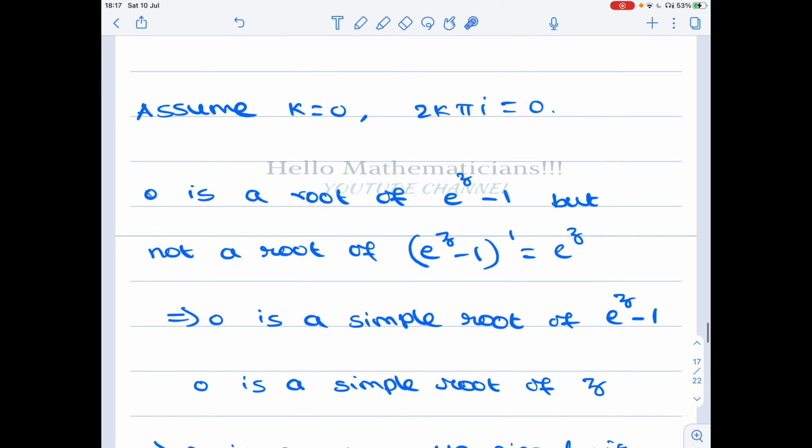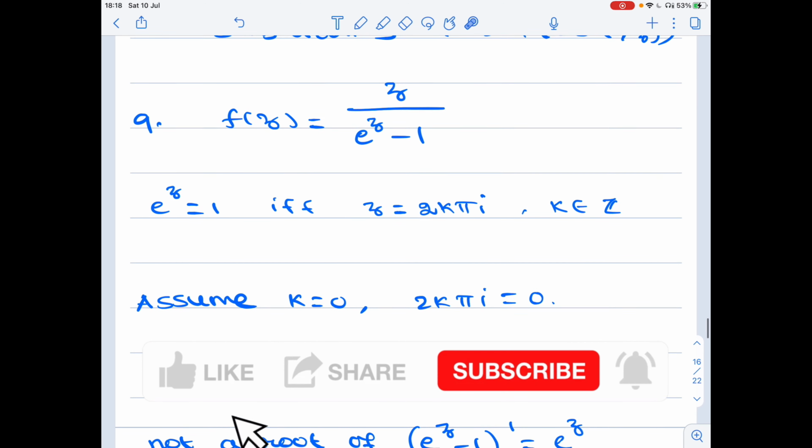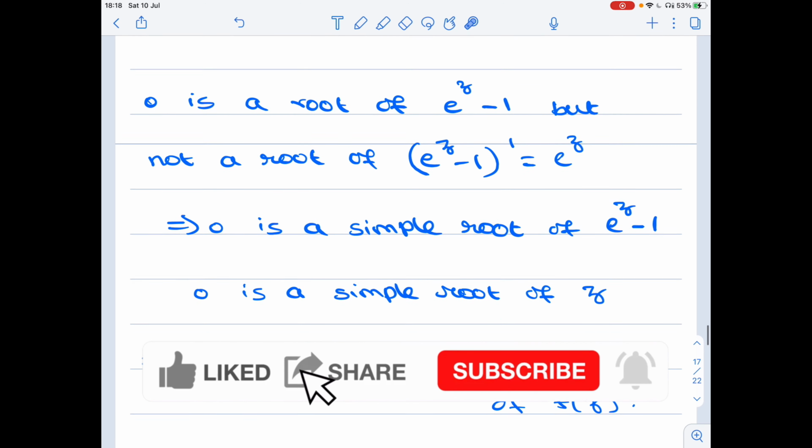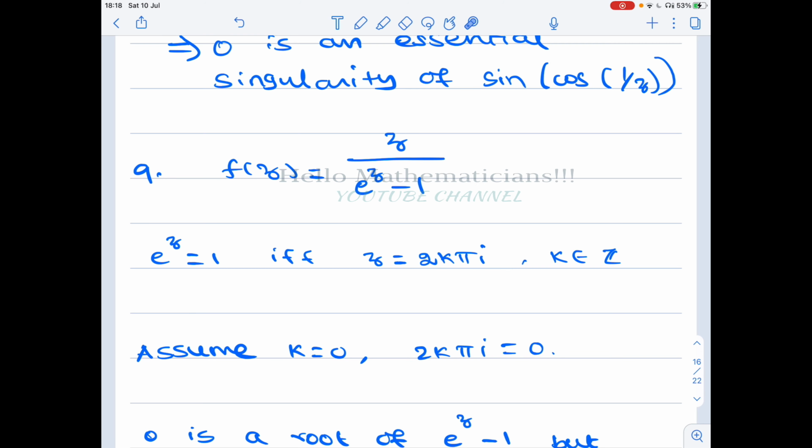0 is a removable singularity because this f of z is equal to 1 by h of z, where h of z is not equal to 0. That is the reason. Basically, if numerator and denominator have a 0 of the same order, then you can cancel them, and the answer will be a removable singularity.